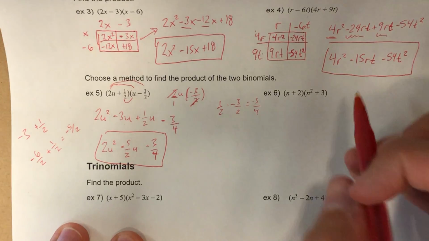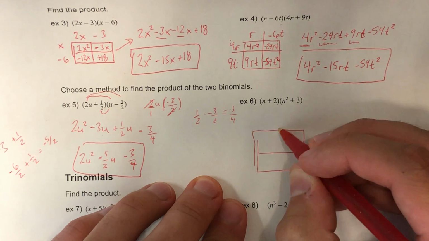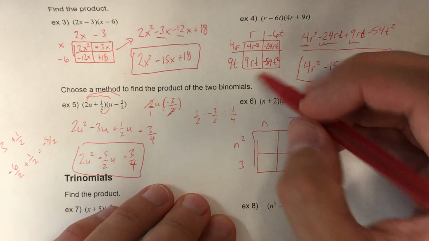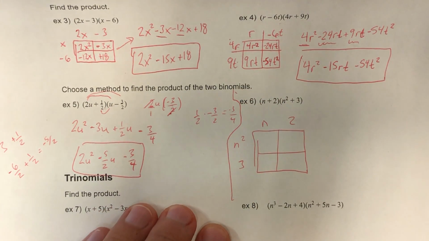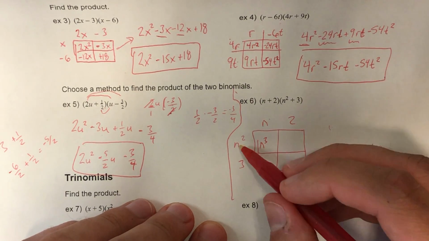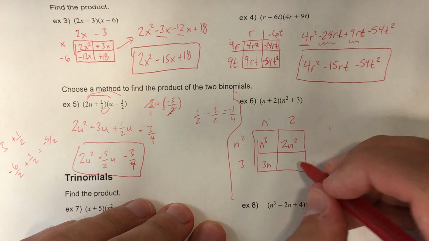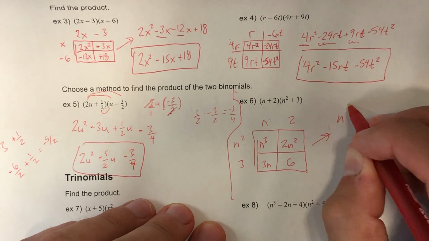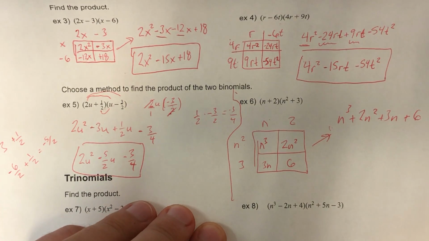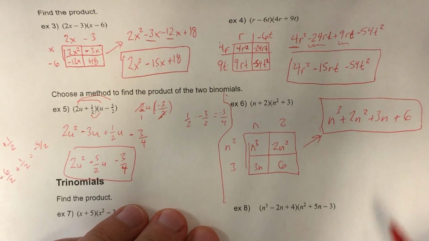Solid. On to the next one. I'll use the box method here. So we have n and 2, n squared and 3. You can use either method. I'm just going to do one of each. I didn't pick it for any particular reason. So n squared times n will give me n cubed. n squared times 2 is 2n squared. n times 3 is 3n. 2 times 3 is 6. So we have n cubed plus 2n squared plus 3n plus 6. And that's it. None of these have the same variable with the same exponent, no like terms. So we call it there.